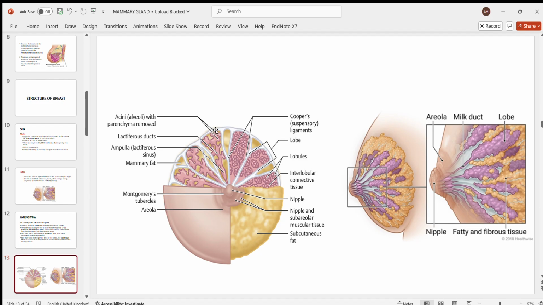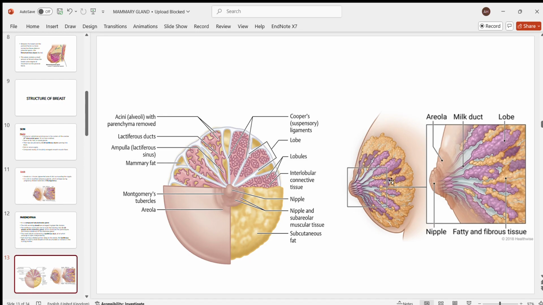These are small grape-like clusters called the alveoli. The clusters of alveoli form the lobules of the breast. Multiple lobules combine and they form the lobes of the breast. This is one lobe of the breast. In one lobe of the breast, there are multiple lobules. The lobules open into ducts, which are called the lactiferous ducts. The ducts, before opening on the nipple, show small dilatation, that is called the lactiferous sinus. Here, this is lactiferous sinus, and then it eventually opens here on the nipple.